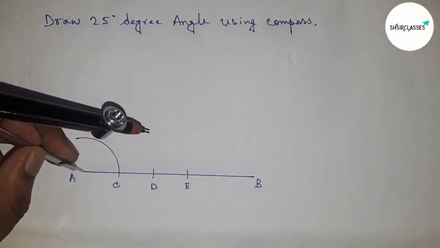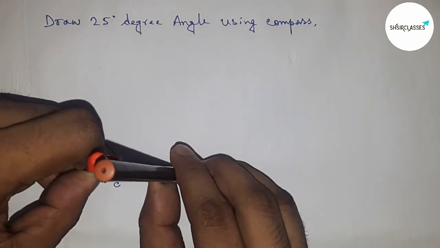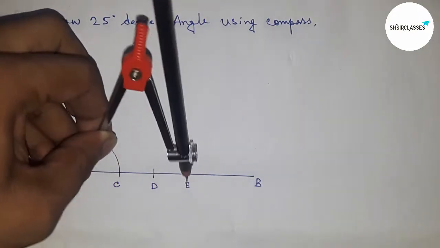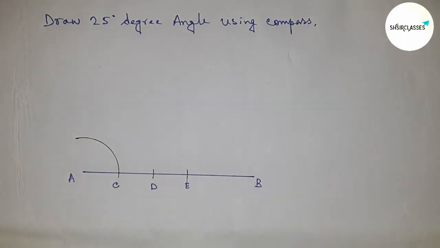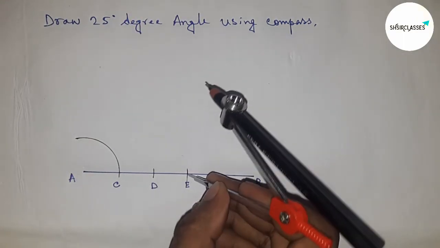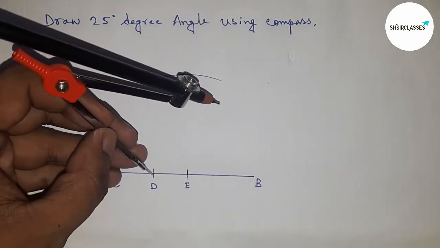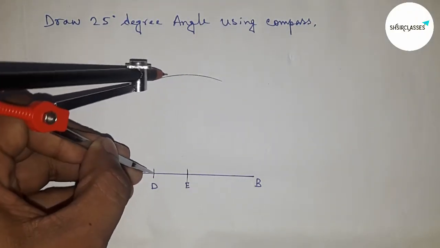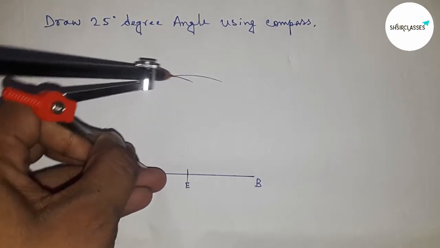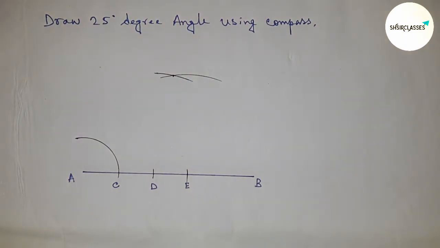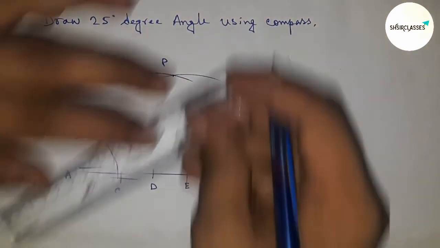Next, taking the distance AE with the compass. Okay, and putting the compass on point E and drawing an arc here. Okay, so again with the same distance, drawing an arc here, which cuts at a point. This is the intersecting point. Next, this is point P.